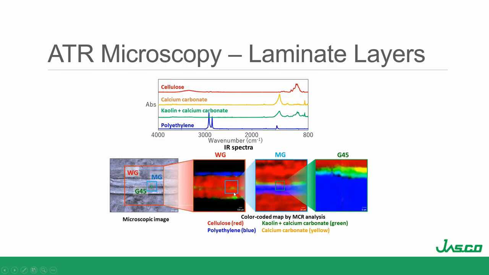It's good for surveying and finding the spot on the sample that you want to investigate further. So what was found was that it was cellulose, and there was some calcium carbonate alongside kaolin in the middle here, and then the last one is the polyethylene.